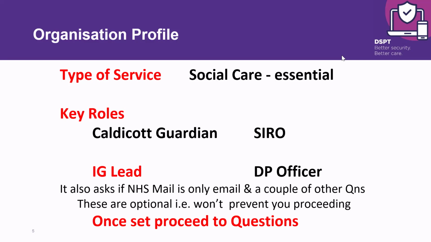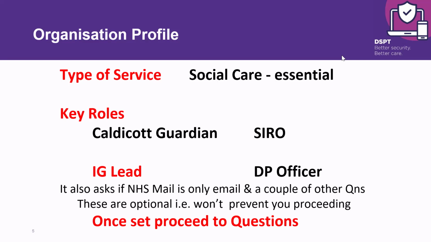So if you don't have a Senior Information Risk Officer or a Data Protection Officer, then you can leave those blank. They're not prerequisites in terms of a social care organisation by and large. Caldecott Guardian, you probably won't have, and so again, you can leave that blank. However, for the Information Governance Lead, you should have someone who takes overall responsibility for data protection and cybersecurity, etc.